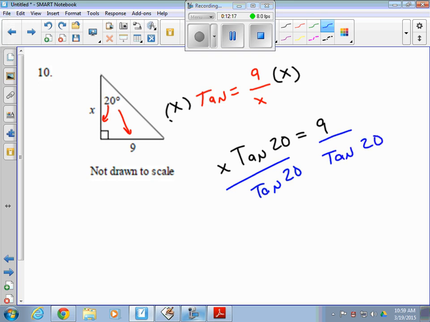Then divide both sides by the tangent of 20. So 9 divided by the tangent of 20 gives you approximately 24.7. So x is approximately 24.7.